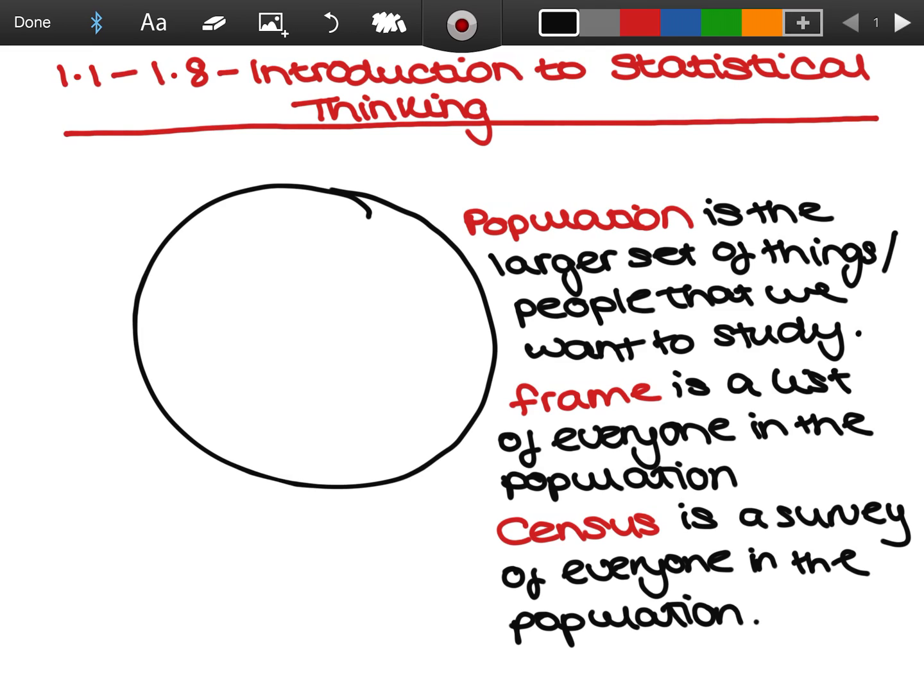So from that, the next term that we're going to use is the frame. A frame is just a list of people or things in the population. So, for example, if the population that I was looking at was all the people in the US, the frame would just be a list of everyone's name. So it would be 324 million names. So a frame is a list of everyone or everything in the population.